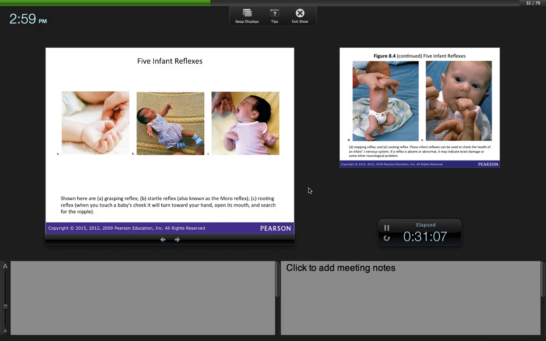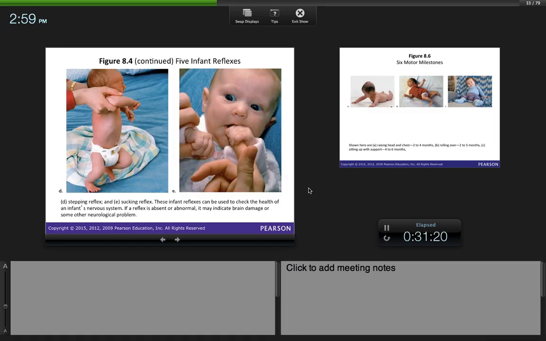Rooting. What was the rooting reflex all about? They're hungry, right? So they're starting to root around. If you touch a baby's cheek, it will turn towards you, open its mouth, and search for a nipple, ready to breastfeed. The stepping reflex, seen in kids, and then the sucking reflex. These are the normal reflexes that we see in kids, and things that show that the child has a healthy nervous system. Reflexes that we would expect to see in kids.